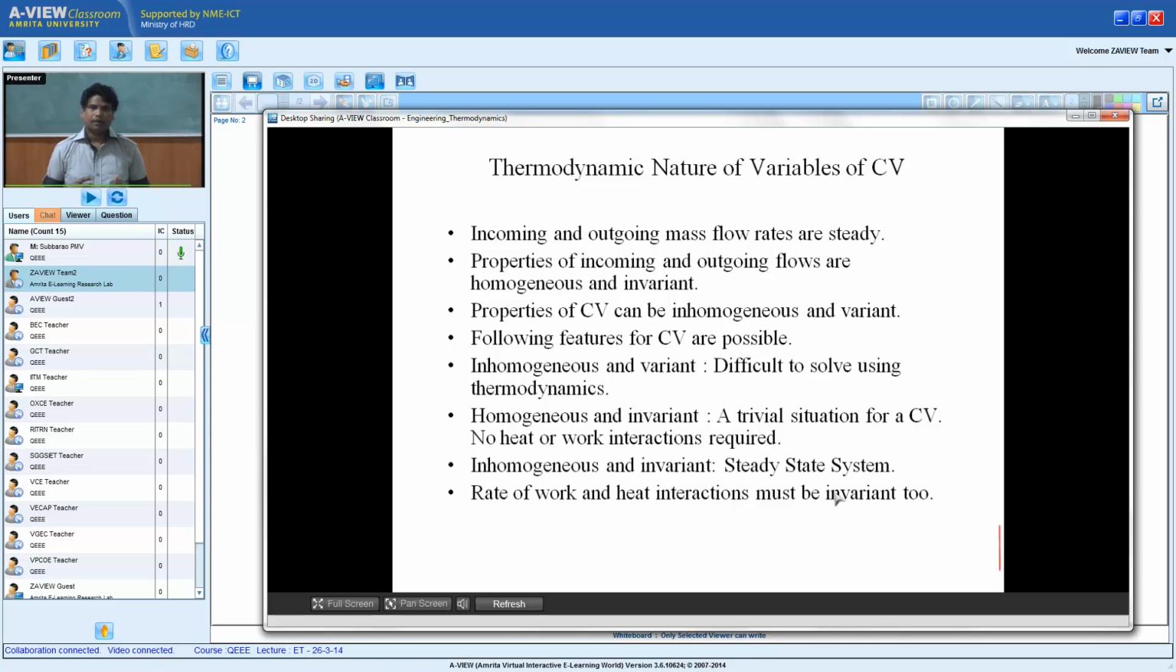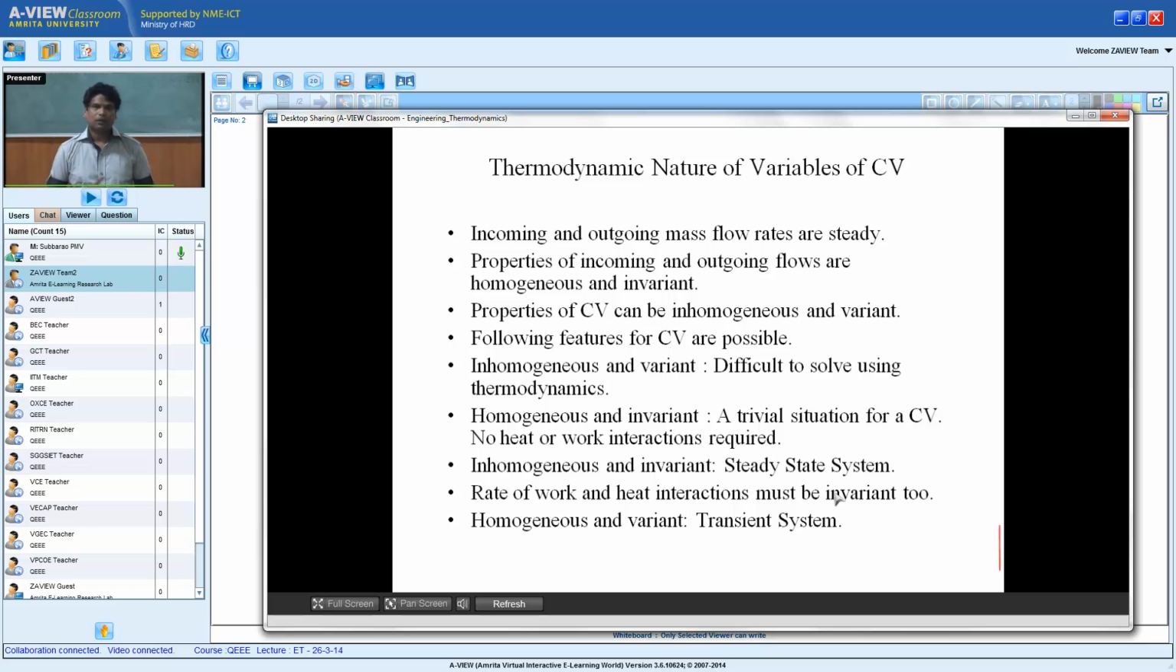The next point is that the rate of work and heat interactions can vary with time. The Q dot and W dot need not be constant with time. Slowly they may increase, slowly they may decrease. Imagine you start a car from zero velocity and it slowly accelerates, so the rate of heat transfer and work transfer will be different. Suppose you are traveling on a highway at constant speed; perhaps work and heat transfer rates will be constant. Afterwards, as you are about to reach the station, you apply a brake. Now heat transfer and work transfer will change with time, and then suddenly you come to rest. So this is possible in reality.